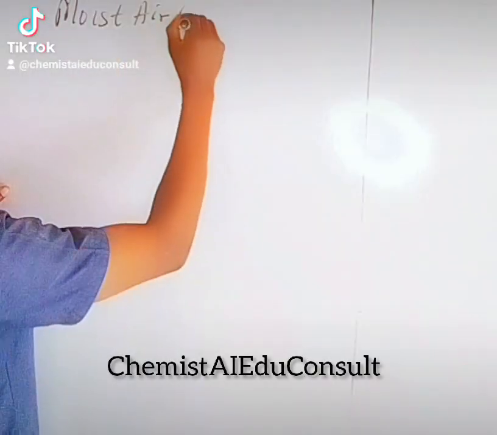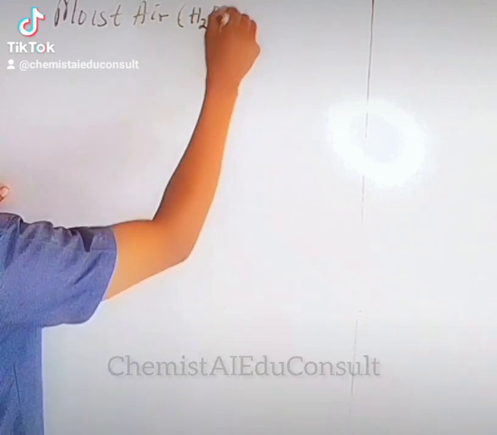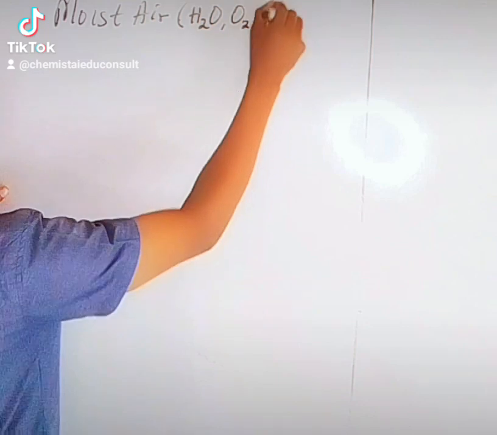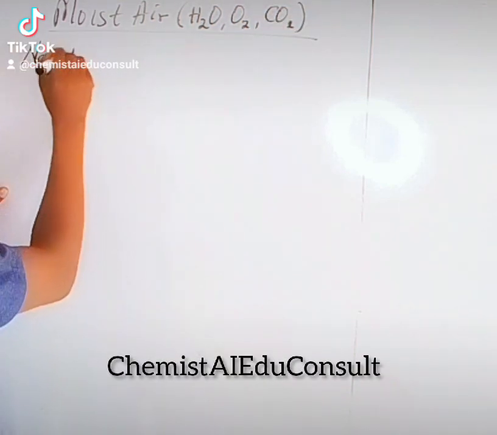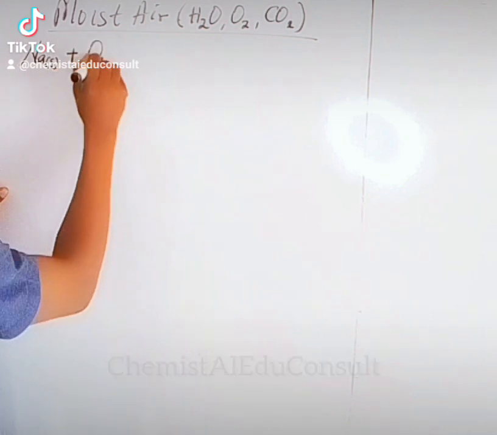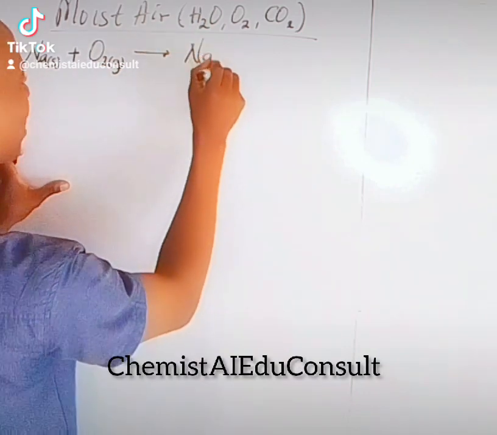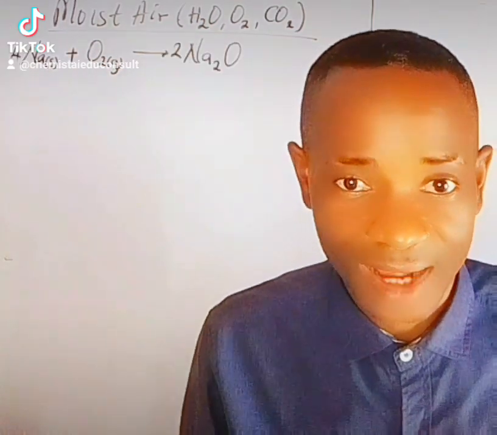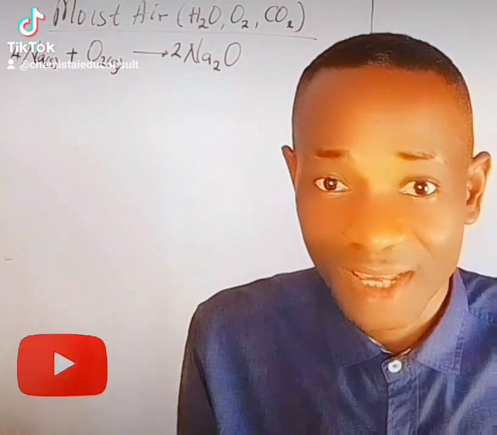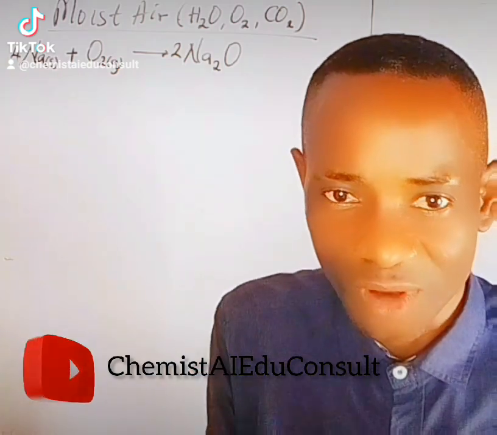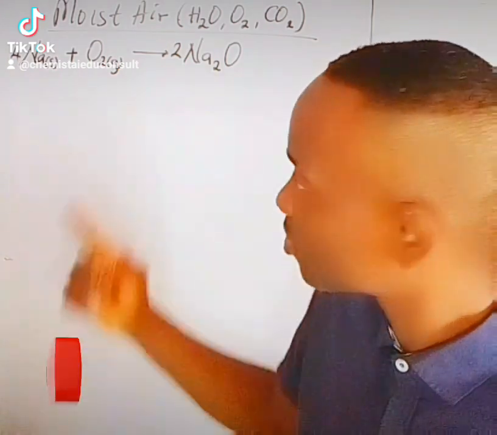Now, what happens when we deliberately bring out sodium from the oil? What happens to sodium depends on the moisture content of the air. Moist air contains water, oxygen, and carbon dioxide. So when a piece of sodium is exposed to moist air, the first thing it does is to attack oxygen to form sodium oxide. That is the first reaction. In fact, when you are asked to represent the reaction using a chemical equation, this could come to your mind, right? But there is more to this reaction.